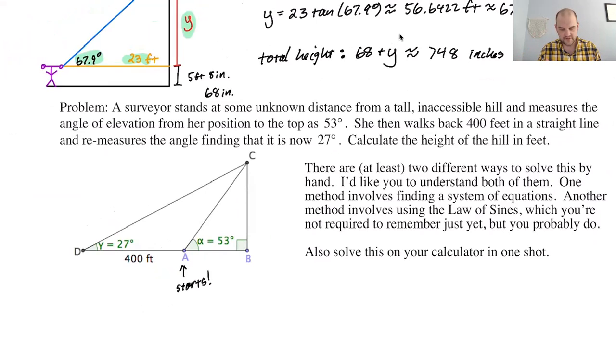So think about that in life, right? If you're standing really close to something and you look up, you look way up. Then you back up a lot and you look up and you tilt less. So it makes sense that you get a smaller angle there. So this so far makes sense to me. And then the problem just says calculate the height of the hill.